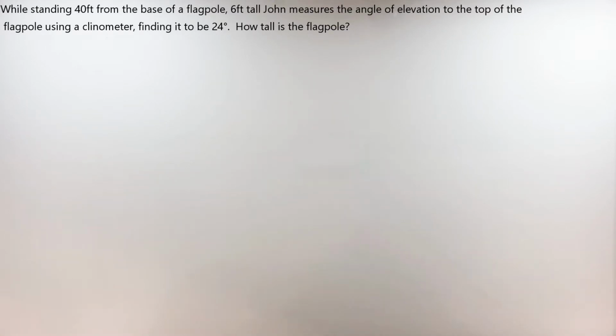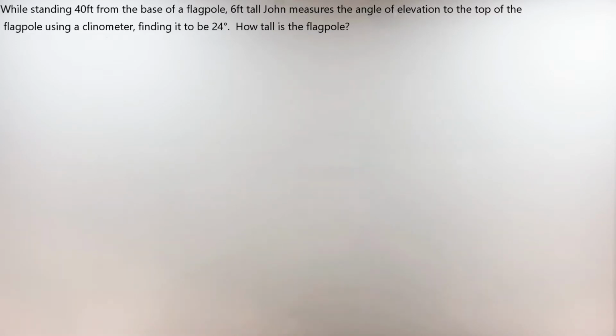Okay, so if we look at the values that we have, we can see that the person measuring the angle is 6 feet tall, so we know that's going to play a part. The person is standing 40 feet away from the base of the flagpole, and we've got a 24-degree angle of elevation. So those are the values that we have to use to figure out how tall the flagpole is.